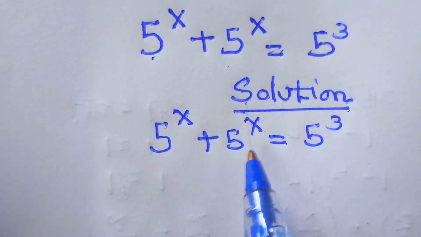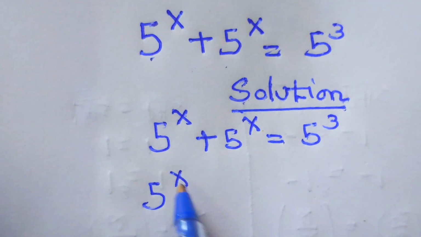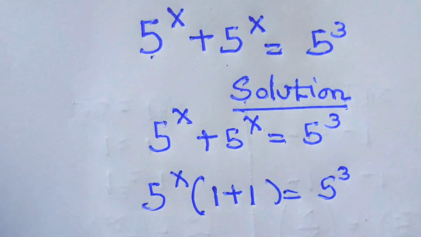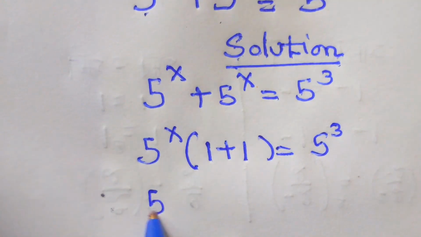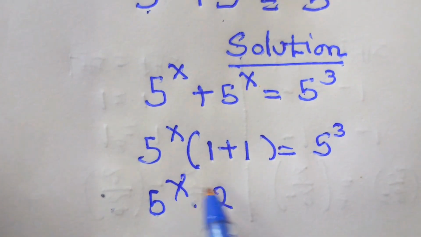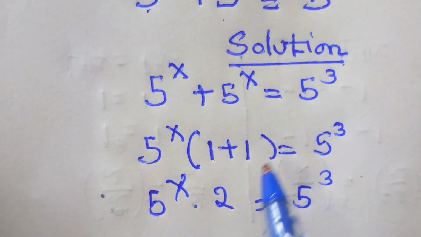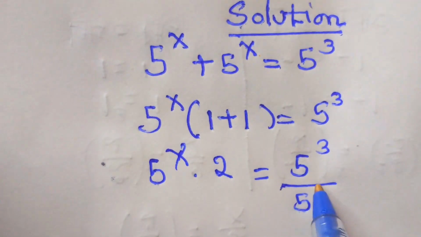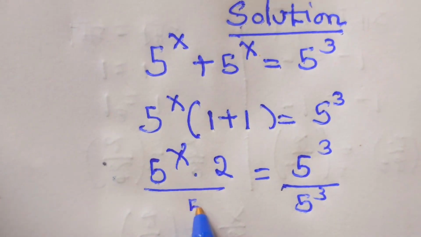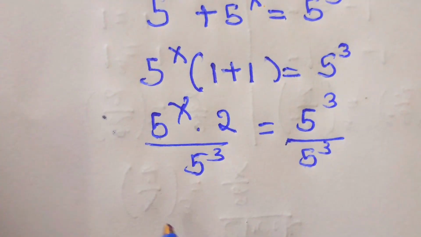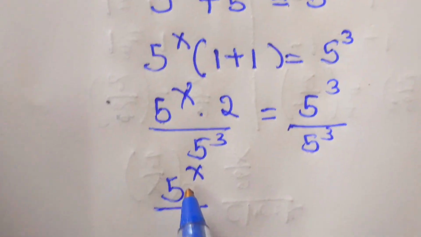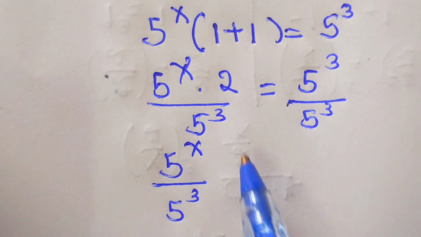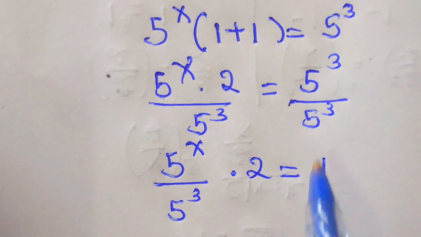Because we have 5 power x which is common, we factorize 5 power x to get 1 plus 1, which equals 5 power 3. So this is 5 power x times 2, and this equals 5 power 3. Then we divide by 5 power 3, so we have 5 power x over 5 power 3, because they have the same base, times 2 equals 1.